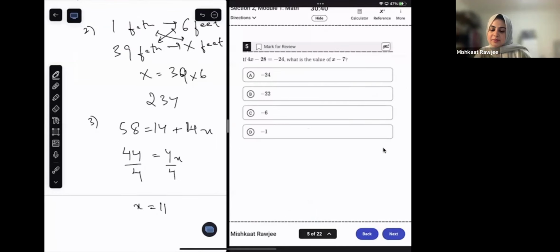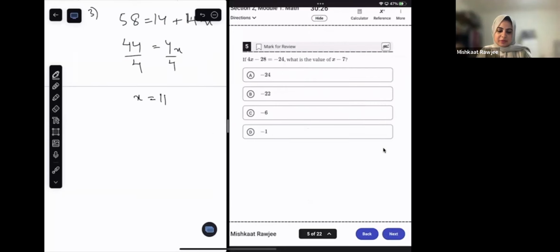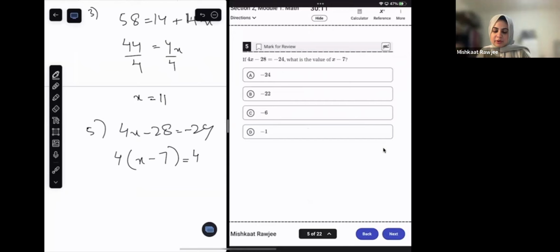4X minus 28 is equal to negative 24. What is X minus 7? So for number 5, we're doing 4X minus 28 is equal to negative 24. We take out 4 on the outside and get X minus 7 on the inside. We also take out 4 for the negative 24 because everything divides by 4. So we have 4 times negative 6. X minus 7 is what we're looking for. If we divide by 4 on both sides, the 4 cancels out, and we get X minus 7 directly, which is just negative 6. So C is our answer.